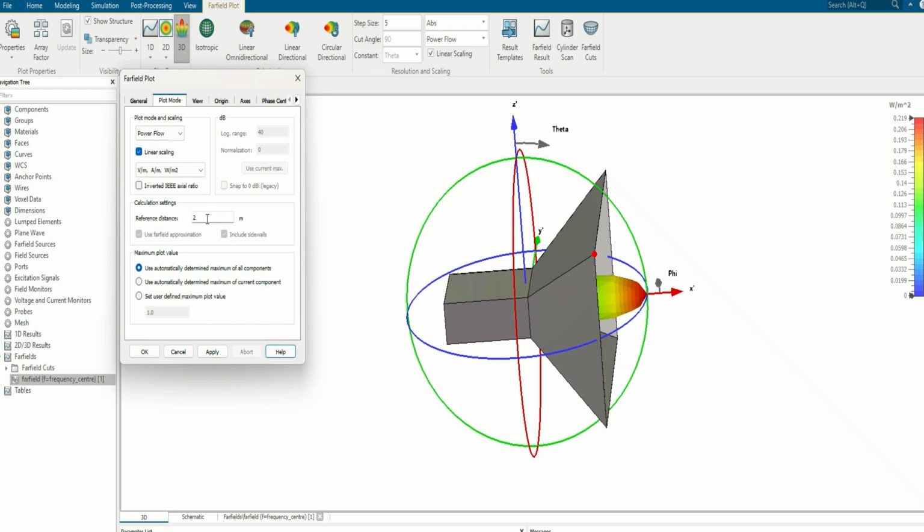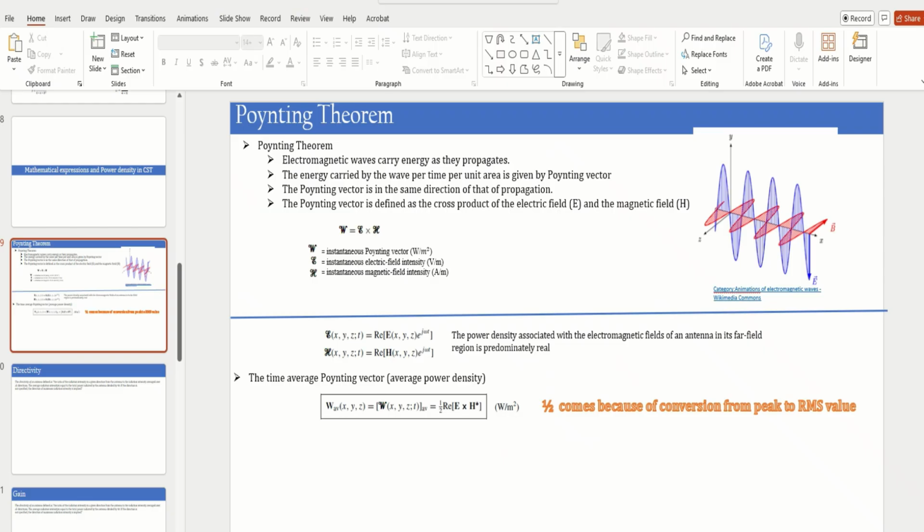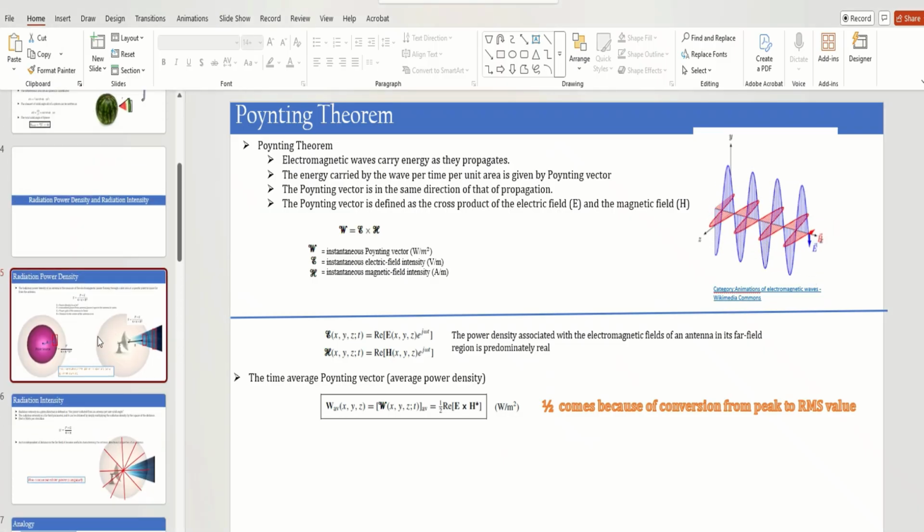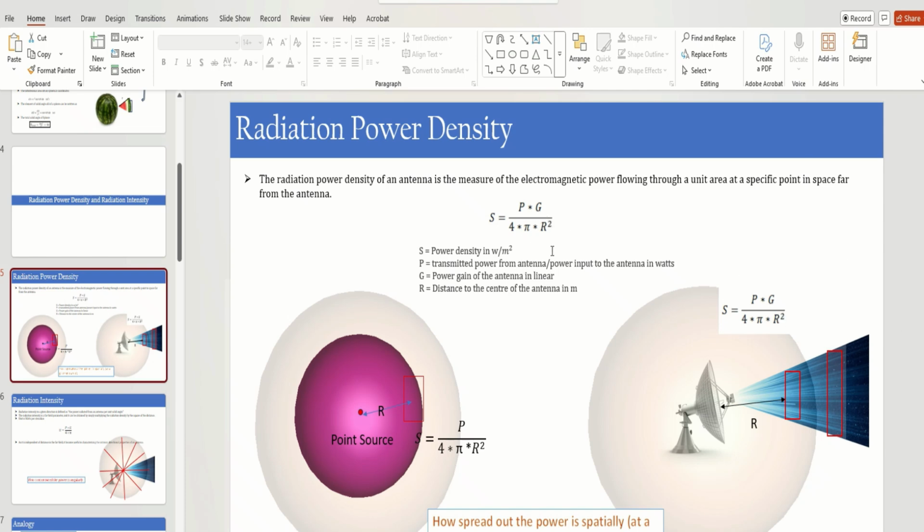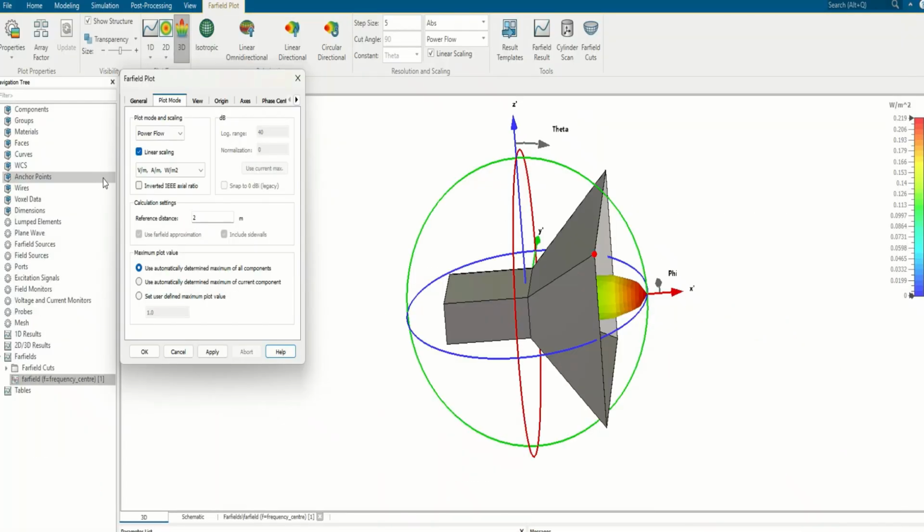Here you can see that power density is reduced by the factor of 0.21 when we increase the distance. So power density gives an indication about the power distribution with respect to the spatial distance. That means with respect to the spatial distance, how the power is getting decreased. That value is given by this radiation power density. So here you can see that it is related to 1 by r square. So when the distance gets increased, the power density gets decreased. That's what we have seen in CST. So I hope you get the idea about radiation power density here.